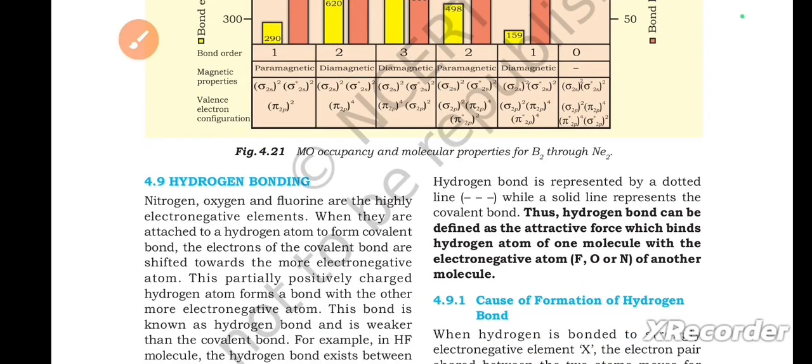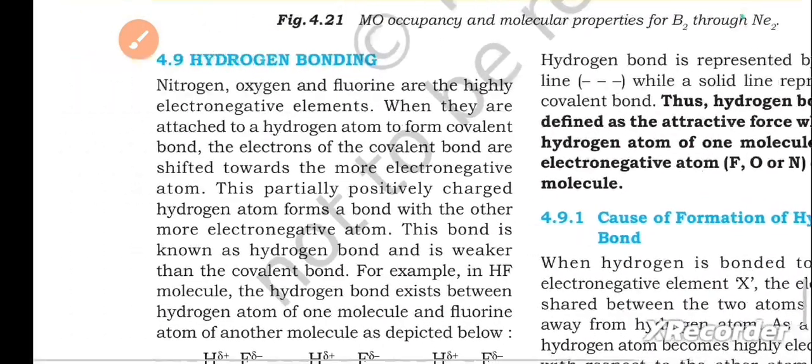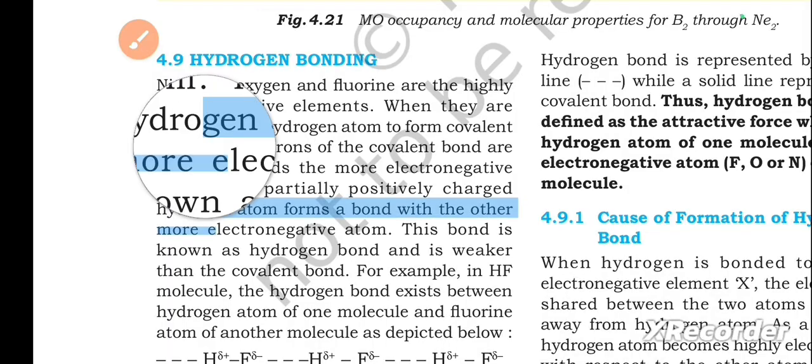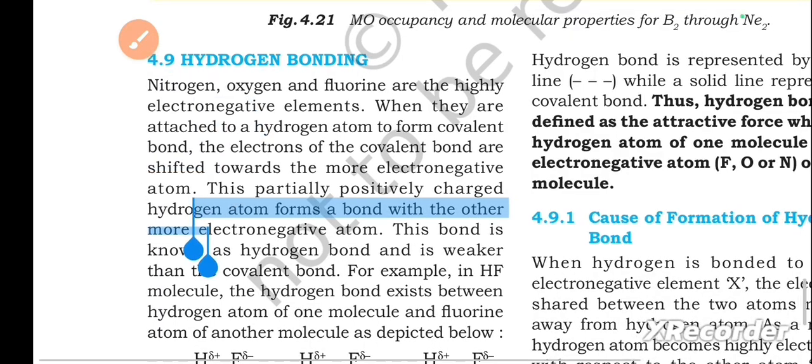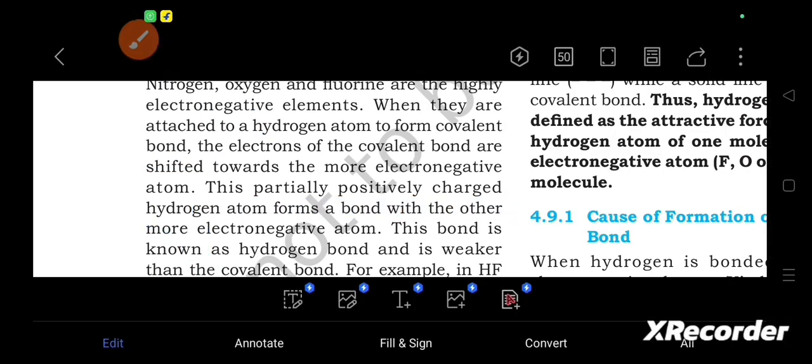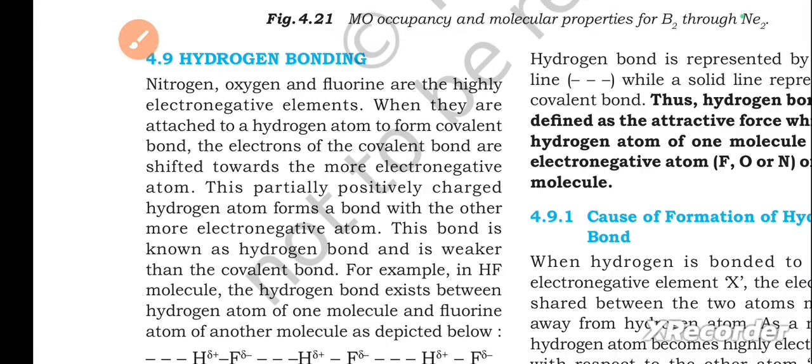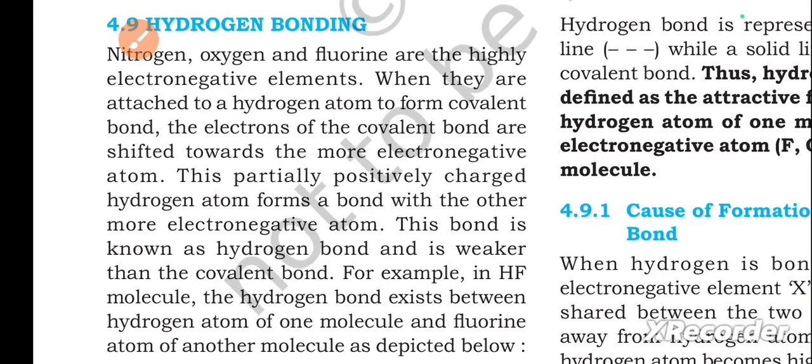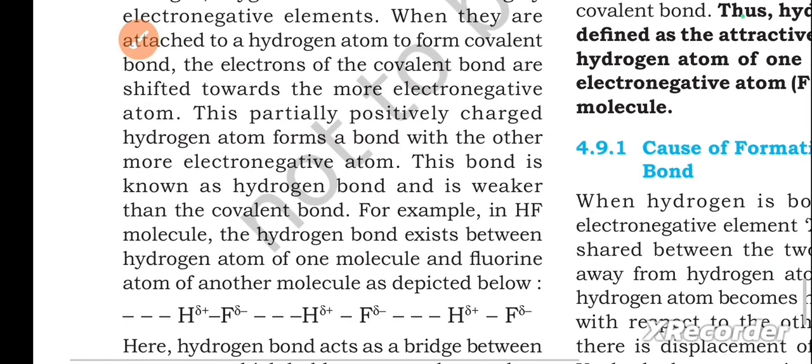Next, hydrogen bonding. Nitrogen, oxygen and fluorine are highly electronegative elements. When they are attached to the hydrogen atom to form a covalent bond, the electrons of the covalent bond are shifted towards the more electronegative atom. This partially positively charged hydrogen atom forms a bond with the other more electronegative atom. This bond is known as hydrogen bond and is weaker than the covalent bond.